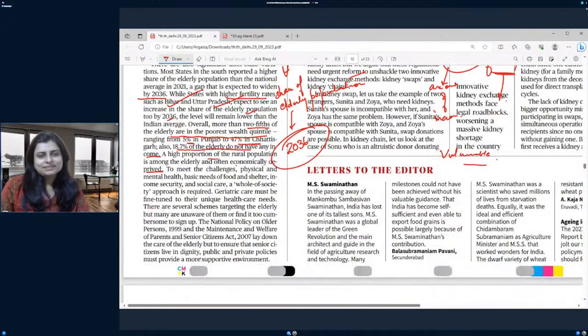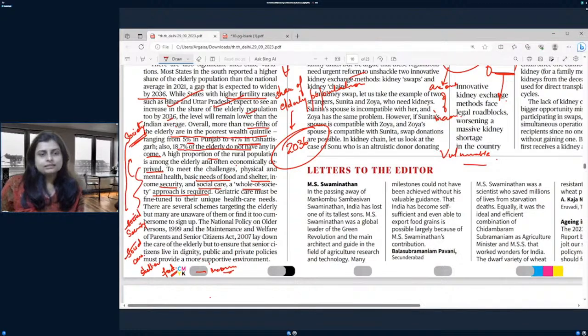To meet the challenges of physical and mental health, basic needs of food and shelter, income security, and social care, a whole of society approach is required. That means here what is required is that society needs to contribute, and how? By giving them social security, by giving them social care, by providing them shelter, by providing them food and income. So if you see these kind of things are available, what is going to happen? This will provide what? A kind of secure environment to the elderly vulnerables, right?